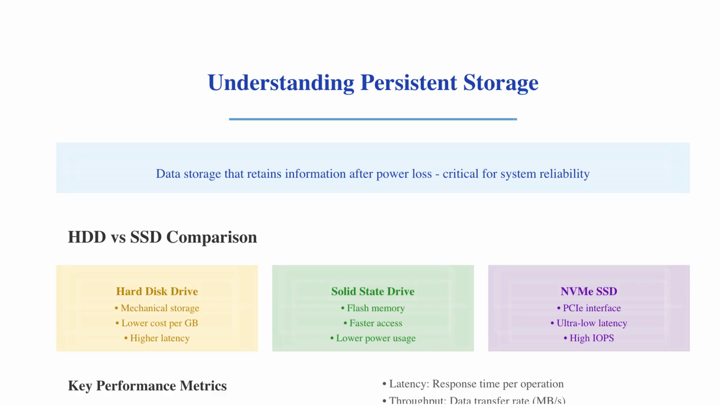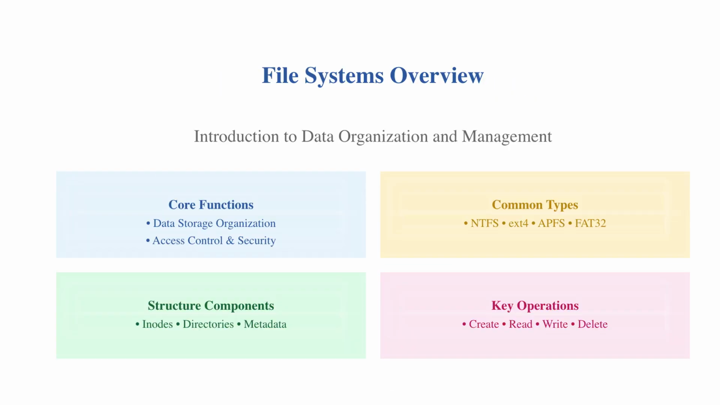To properly evaluate storage technologies, we need to understand key performance metrics. Latency measures the response time per operation, how long it takes to complete a single read or write request. Throughput indicates how much data can be transferred per second, while IOPS, input/output operations per second, shows how many discrete operations the storage can handle. Understanding these metrics helps us choose the right storage solution for specific workloads and performance requirements.